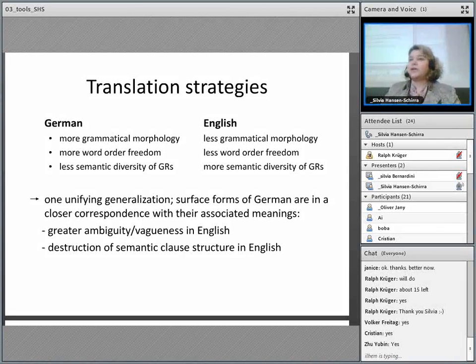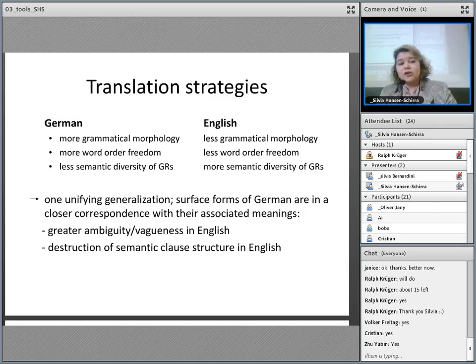So we can put objects wherever we want to, in the beginning of the sentence, at the end of the sentence. We are very free with this respect, which is not the case in English, of course, where we have a very fixed SVO word order. But then we have less semantic diversity of grammatical relations.